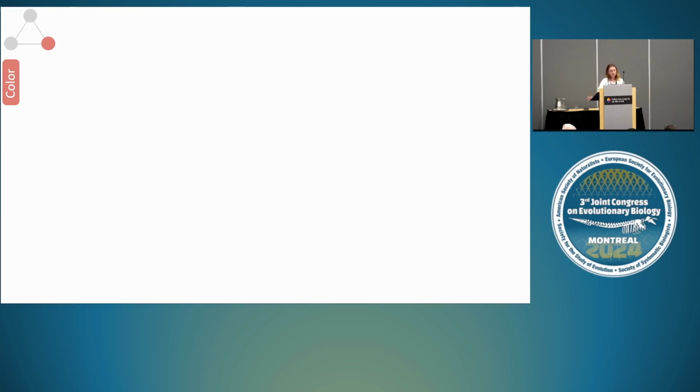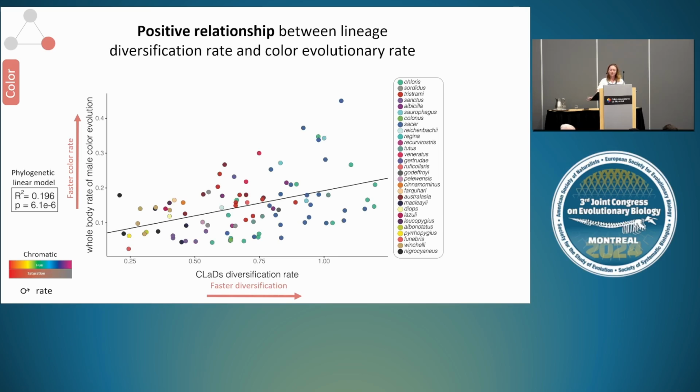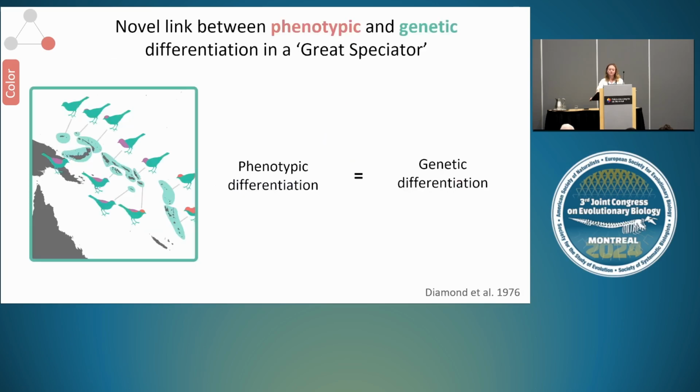So, what is the relationship between the rate of color evolution and lineage diversification? The y-axis is color change, and the x-axis is lineage diversification rate. And we see that phylogenetic linear models indicate a positive relationship between the rate of color evolution and lineage diversification rate. This is true of both metrics that we used to calculate diversification rate, as well as for both chromatic and achromatic measures of color for both sexes. So in other words, more rapidly diversifying groups are evolving plumage color faster. And since the inception of the Great Speciator Paradox, this relationship has been assumed, but it's the first time, to my knowledge, that they have been empirically shown to be linked.